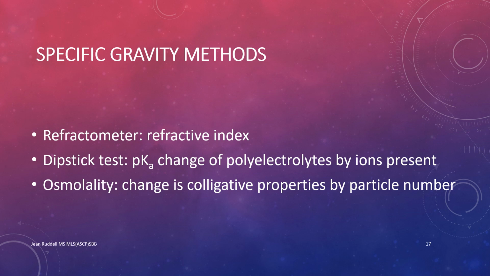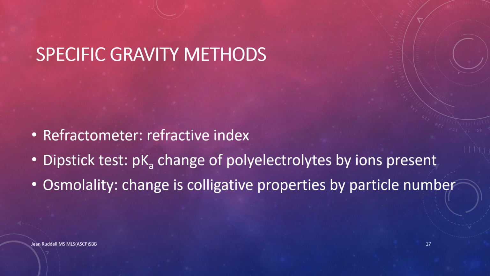Specific gravity methods. The refractometer can be used to measure the concentration of dissolved particles in a specimen by measuring refractive index. The advantage of this test is that you can use just one drop of urine. The disadvantage is that corrections are required if protein or glucose are present. To make corrections, subtract 0.003 for each gram of protein present and 0.004 for each gram of glucose present.